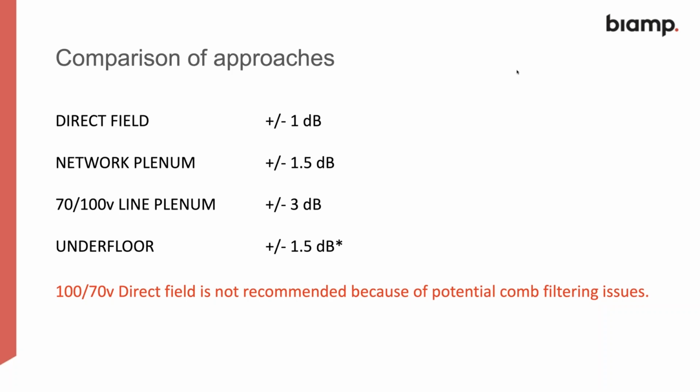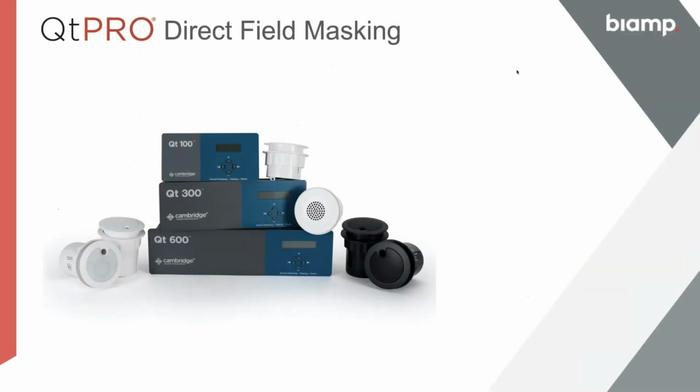This is because we have a direct projection of the emitters from the ceiling. The network plenum system, we're able to achieve plus or minus 1.5 dB. The 70 and 100 volt line plenum system is between plus and minus 3 dB, and the underfloor system is between plus or minus 1.5 dB. We don't recommend the 100 or 70 volt direct field system because of potential comb filtering issues. I'll come on to explain what that is in just a second so you can see what I mean. But as you can see, our preference, as always, if you can possibly achieve it, is a direct field from a false ceiling. But if that's not possible, then we do have many other versions as well.